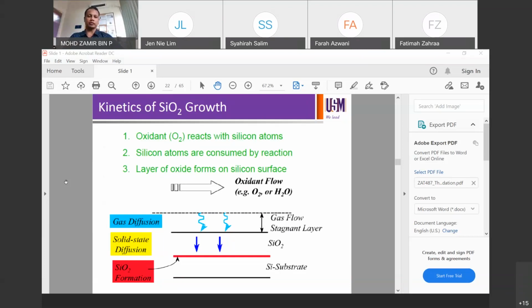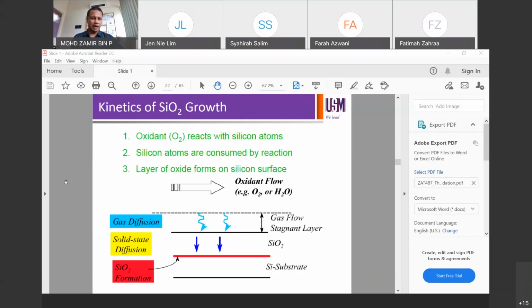So basically there are three main steps. So the first one is also called gas diffusion, where you supply your dry oxygen to the tube to be able to start the reaction. Okay, we're gonna see a little bit more detail later on, but this is the brief summary.